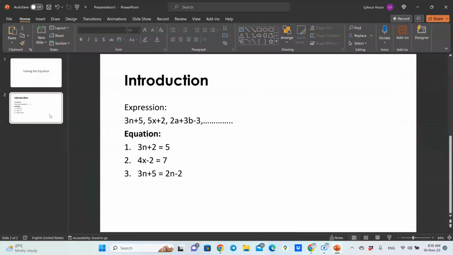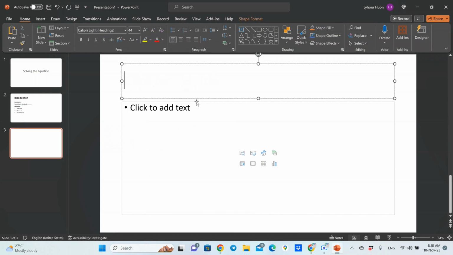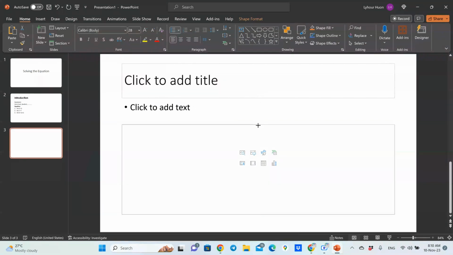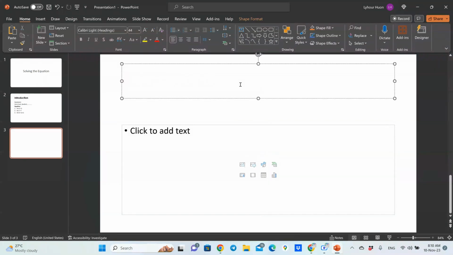Okay, so this is the introduction. Let me explore something on the equation. So, for example, we have something to explore on the equation. On the way home from school, this is the exercise.